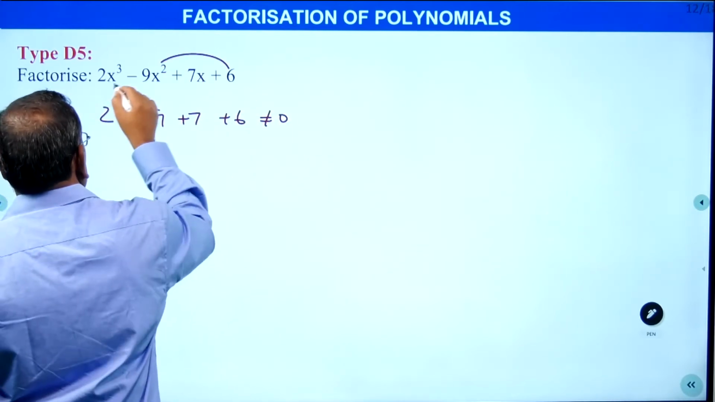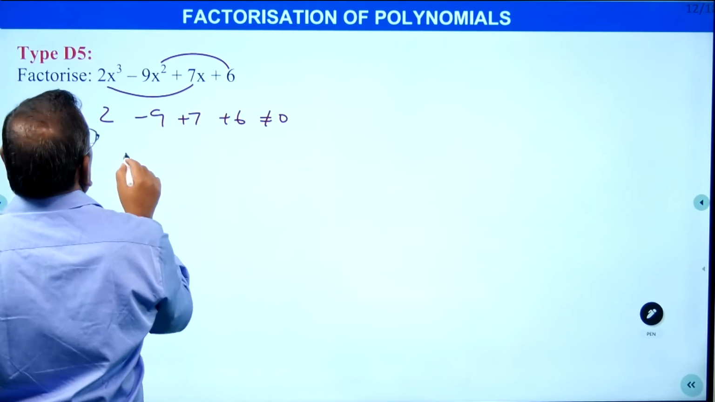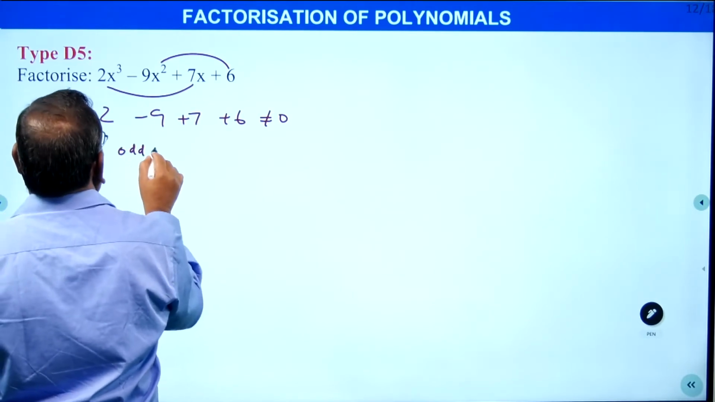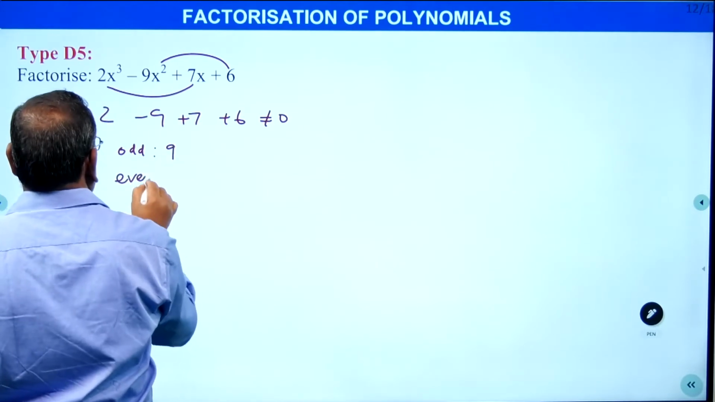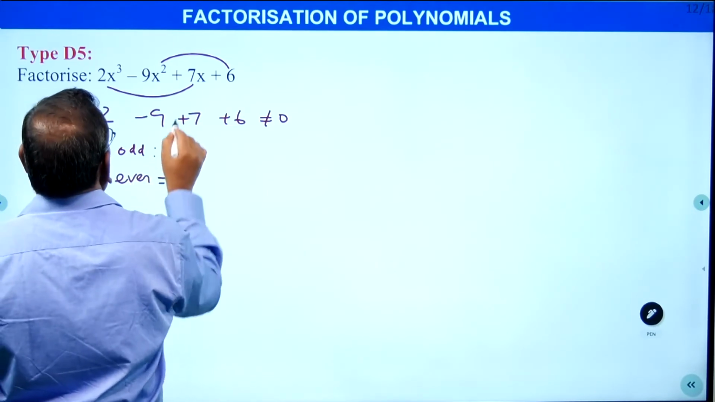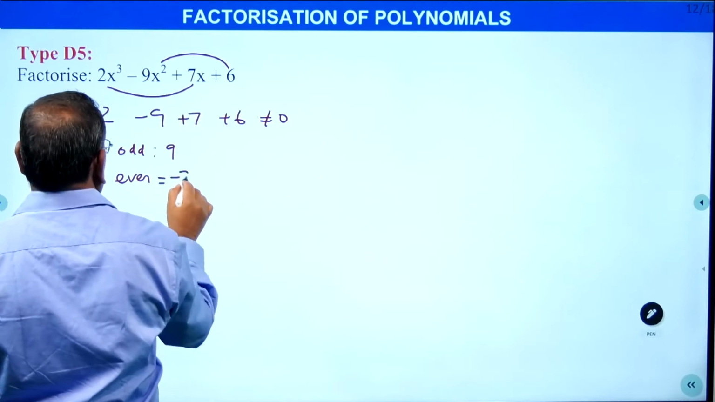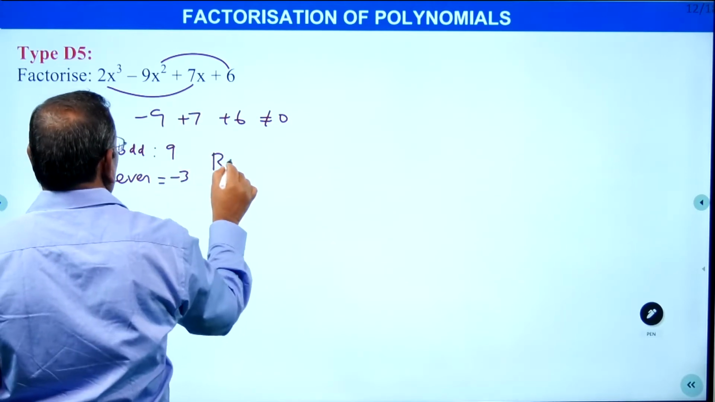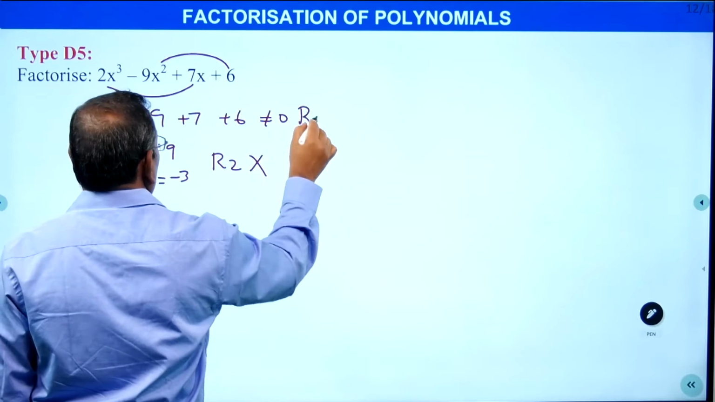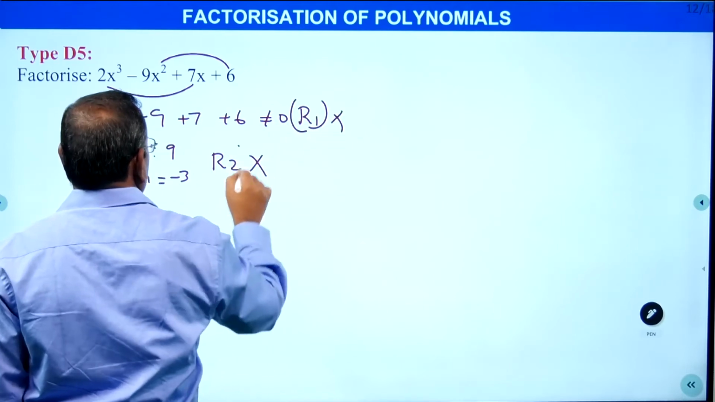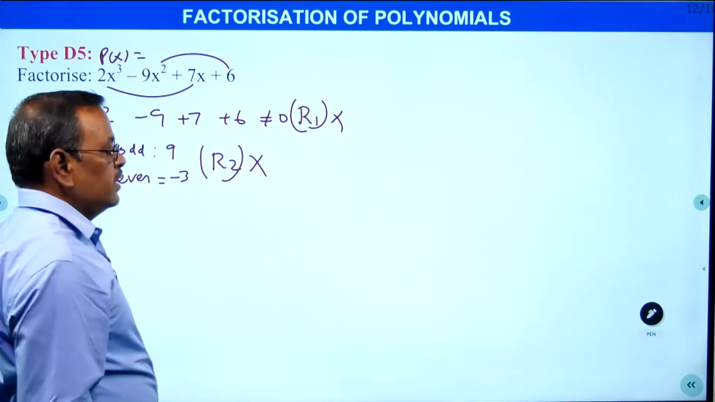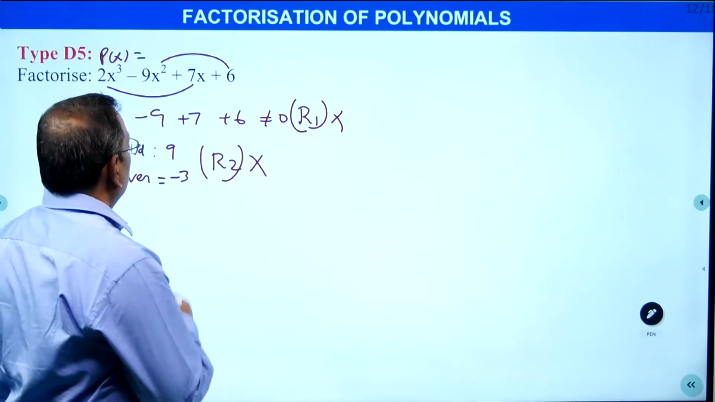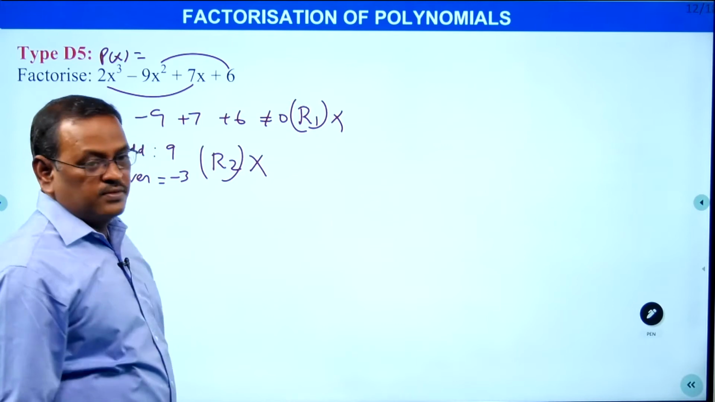Coefficients of even powers and coefficients of odd powers. So what is the sum of odd powers? Sum of odd powers equal to 9 and sum of even powers equal to minus 3. Again, rule 2 not satisfied, rule 1 not satisfied. This is P of x. Okay, then how to solve this, how to find the factors of this polynomial.